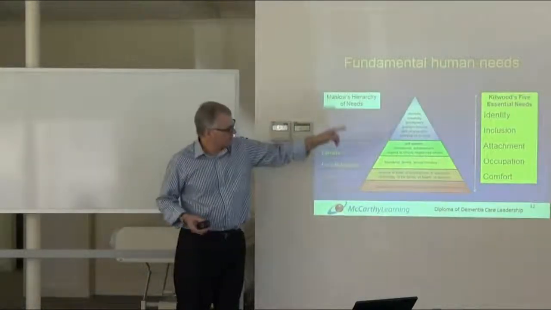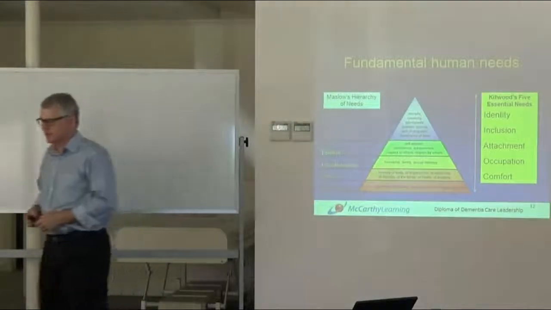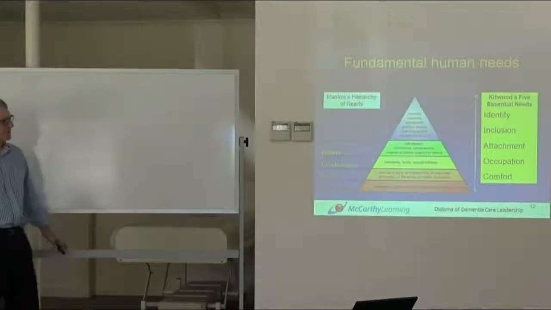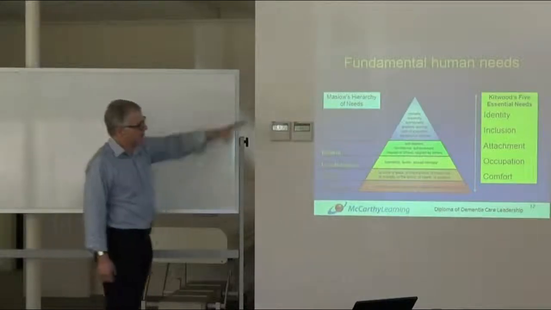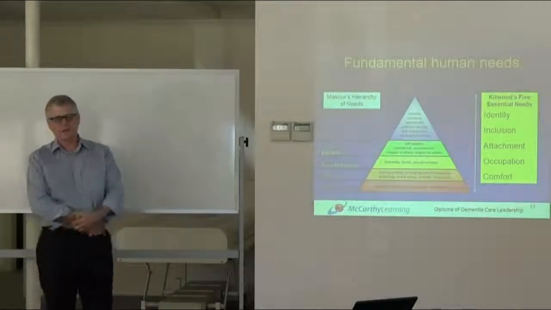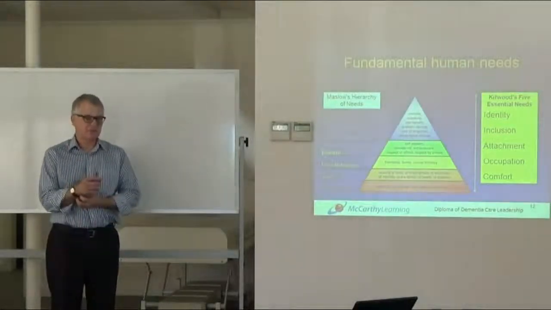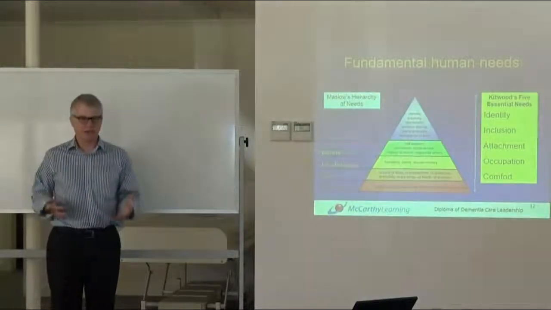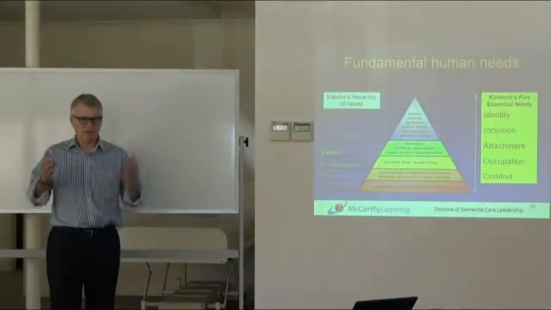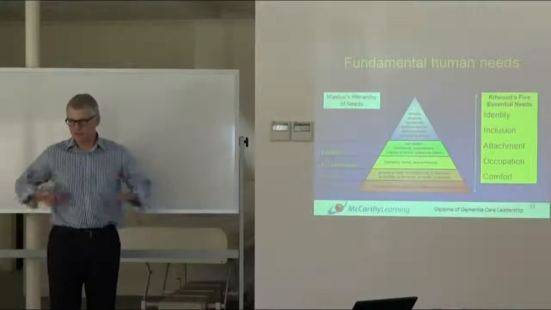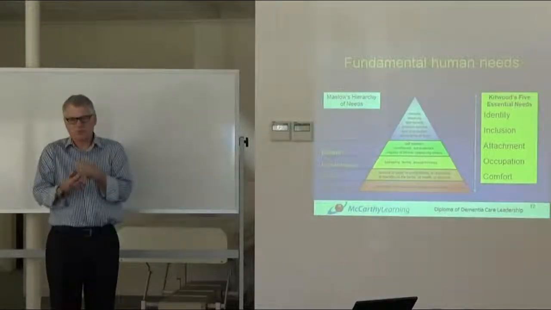If you look across to Kitwood's five essential needs of comfort, attachment, inclusion, identity and occupation, you can see there that those needs can be addressed at each of these levels. If you take comfort, for instance, the need for comfort can be physical. It can be about relief from pain. It can be about the right temperature in the room, wearing shoes that fit, trousers that fit, a shirt that fits, warm enough for the weather.